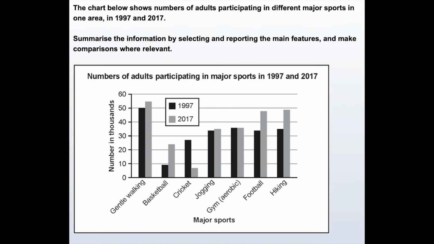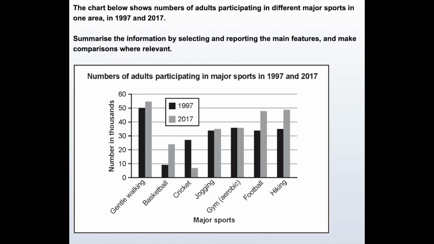As you can see on your screens, a chart has been given to you. The chart below shows the number of adults participating in different major sports in one area in 1997 and 2017. You have to summarize the information by selecting and reporting the main features and make comparisons where relevant. So basically, the black bar in the chart represents the year 1997 and the gray bar represents the year 2017.